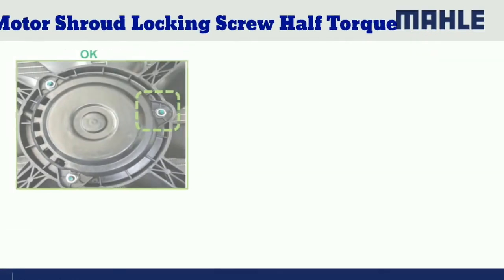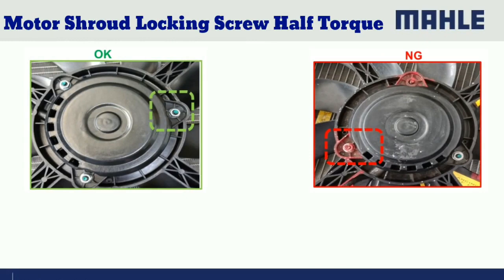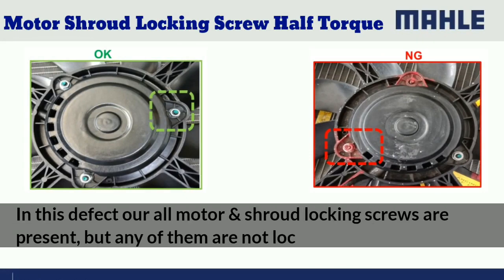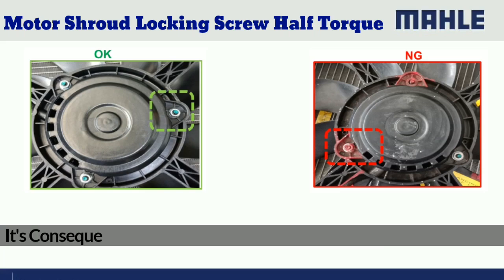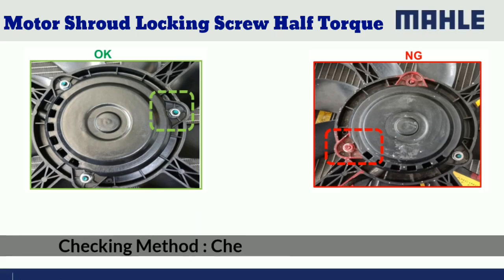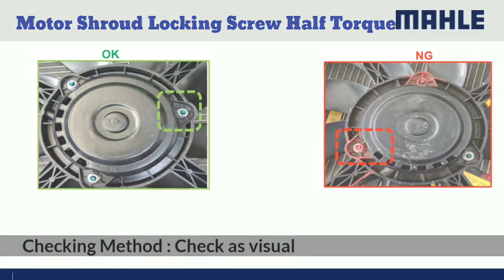Next is motor shroud locking screw half tight. In this defect, all motor and shroud locking screws are present, but any of them is not locked properly or is half tight. Its consequences are that the fan gets damaged due to uneven mounting of the fan and motor assembly with the shroud. Its checking method is visual.